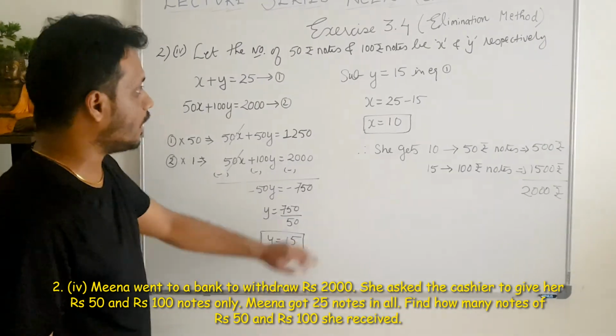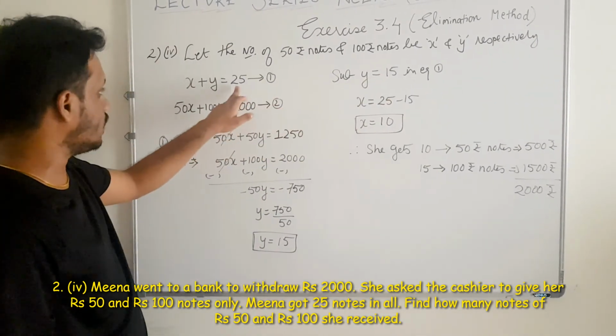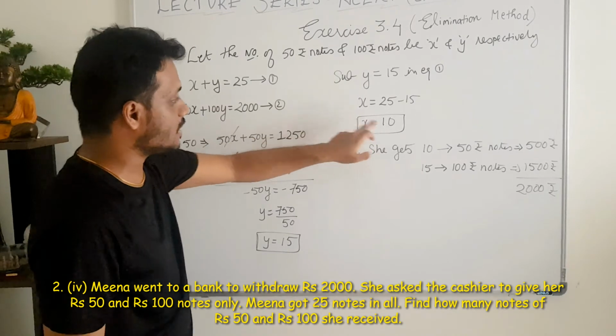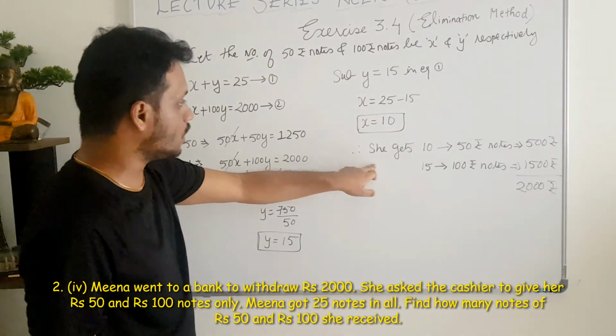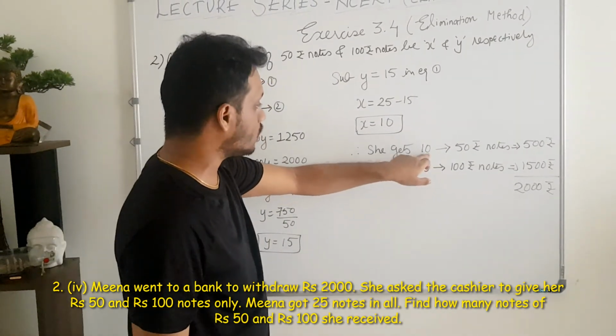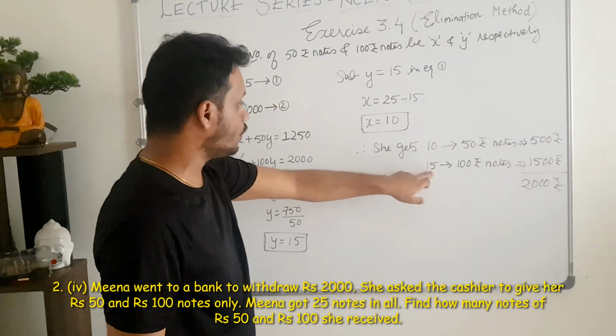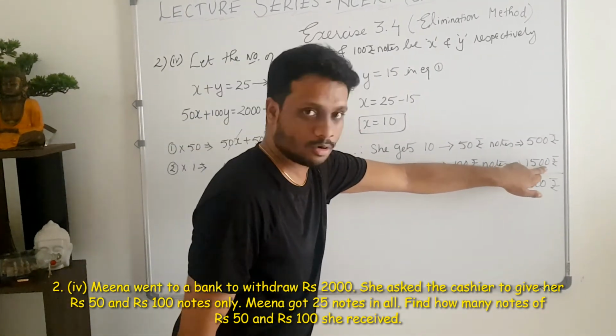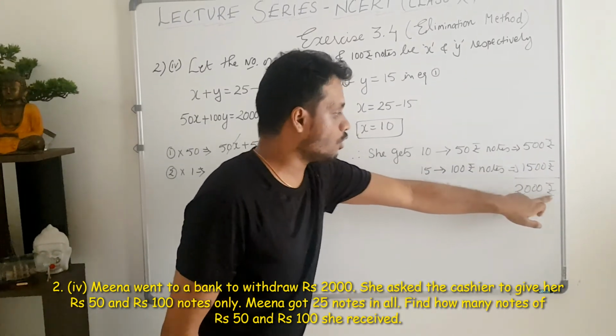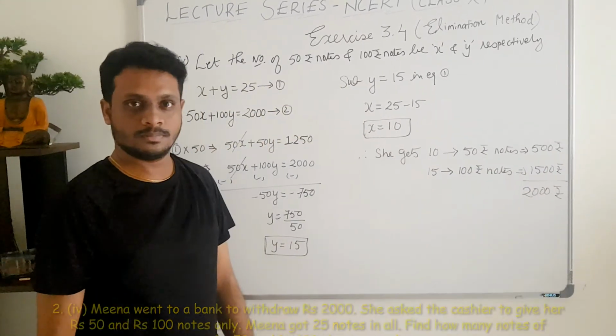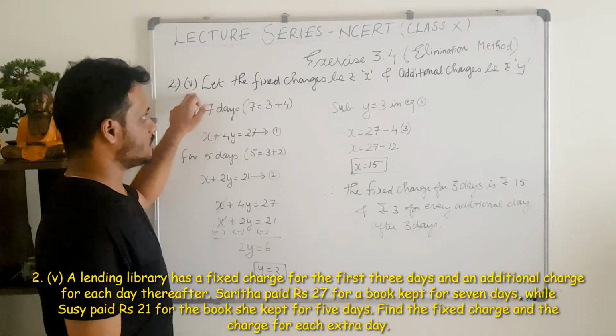So after obtaining y is equal to 15, substitute y equal to 15 in the first equation, I get x is equal to 10. So we conclude that she has got 10 50 rupee notes, which makes 500 rupees, and she had taken 15 100 rupee notes, which makes 1500 rupees, together which has been withdrawn by her, which is 2000 rupees. This is the last question in exercise 3.4.